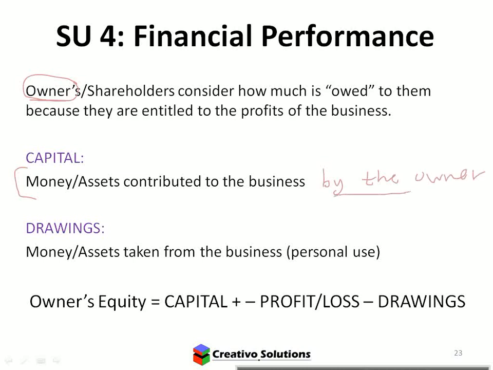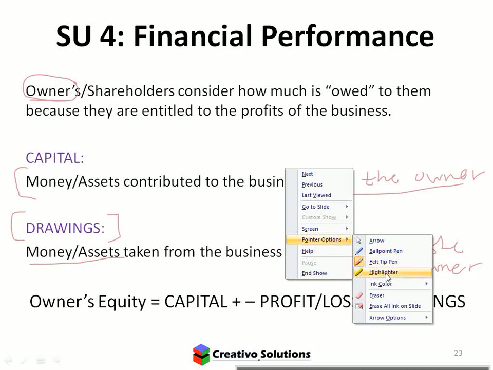All of this looks at the owner. The owner giving money to the business. The owner giving an asset to the business. Drawings is the opposite. Drawings, money or assets taken from the business for personal use, again by the owner. All of this relates to the owner. It's owner's equity. So there's a formula here at the bottom.